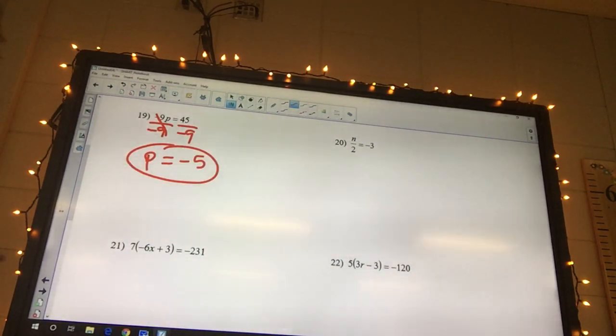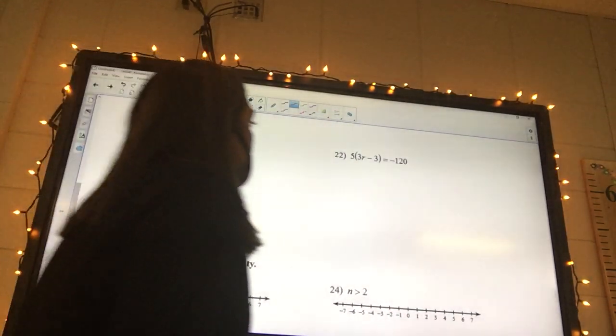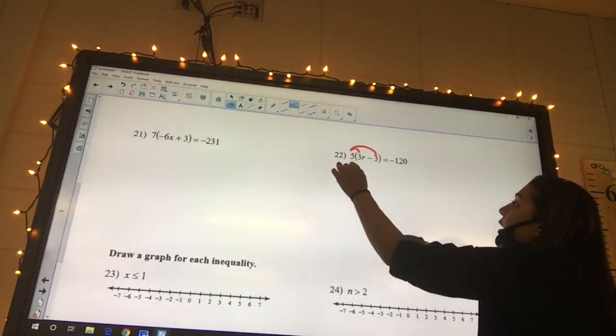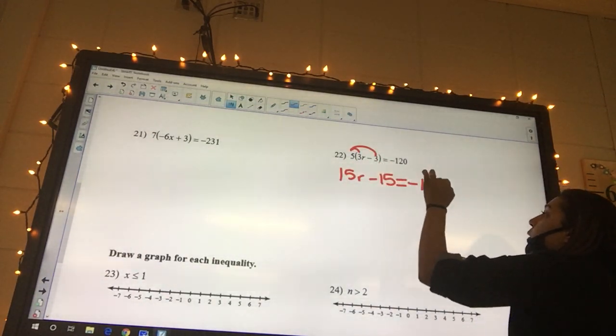Okay, 27, or 21, or 22. 22? Yeah. Okay, what's our first step gonna be? Find like to distribute. Distribute. Okay, so you got 15R minus 15 equals negative 120.